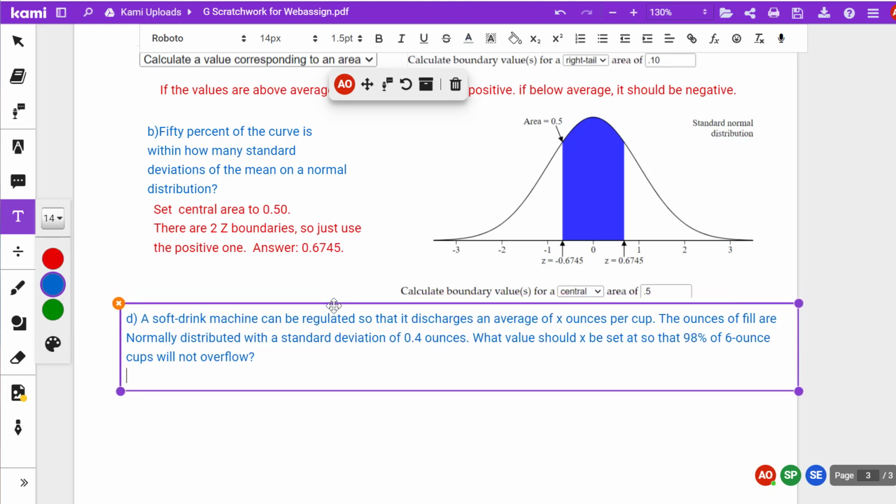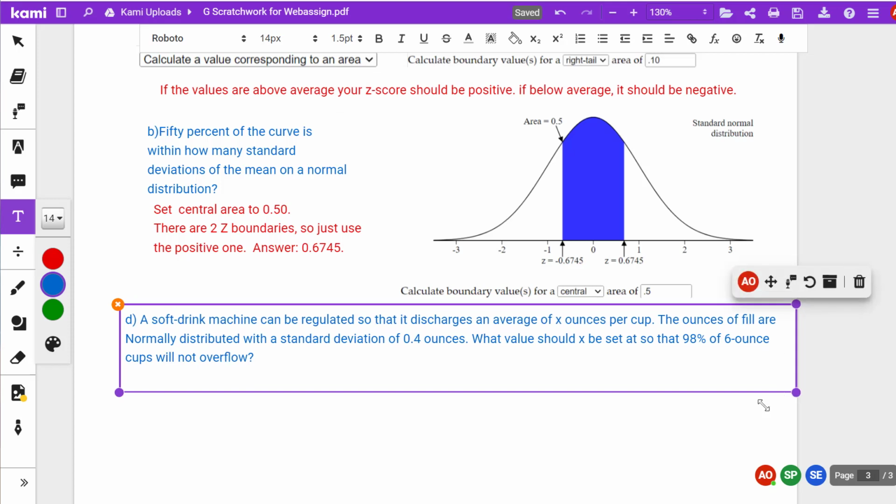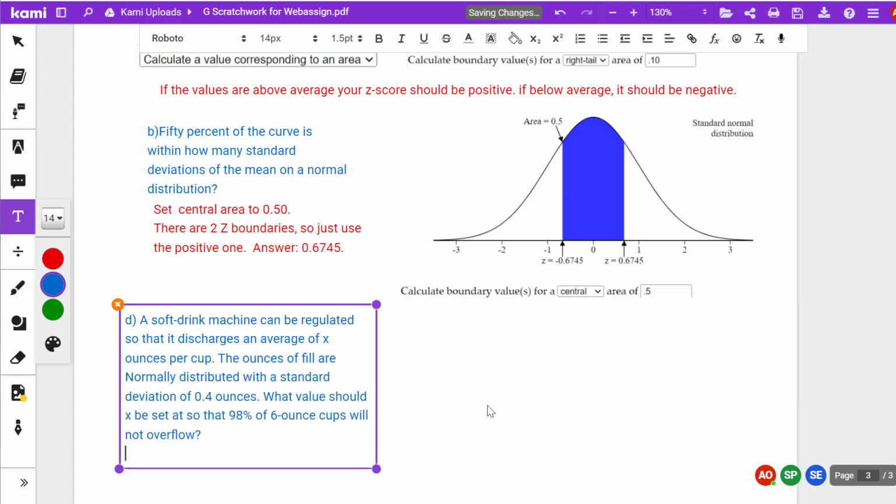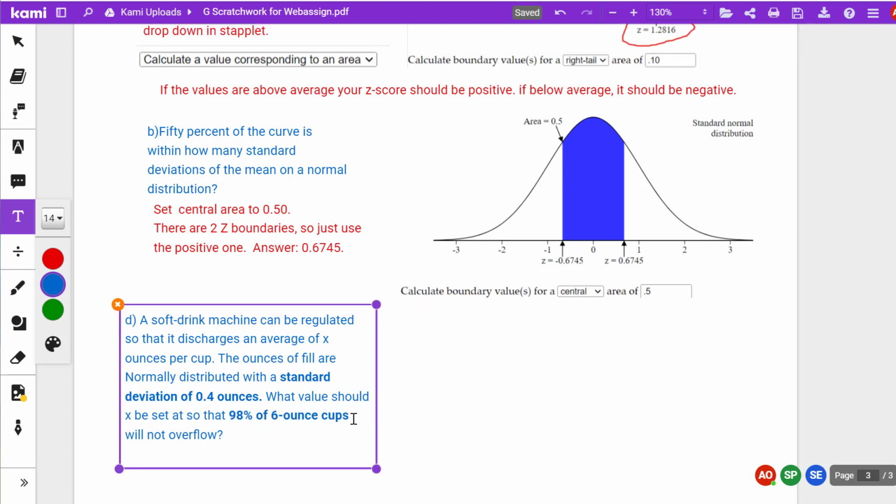All right, so now we're going to do another normal distribution. I'm going to put this here. I need to make sure the standard deviation is 0.4 ounces, right? So I'm going to see if that works. And 98% of 6 ounce cups do not overflow. Okay, so this one's a little bit tricky because I don't have a mean, right? The ounces of fill are, so we're trying to set the mean. We're trying to find the mean.